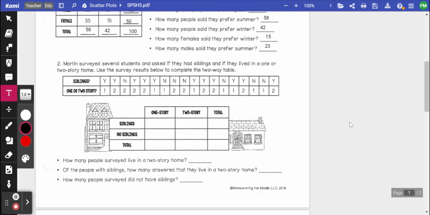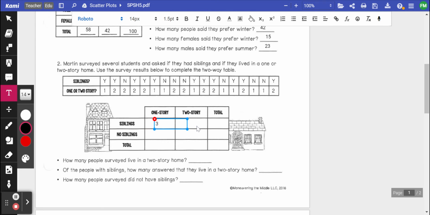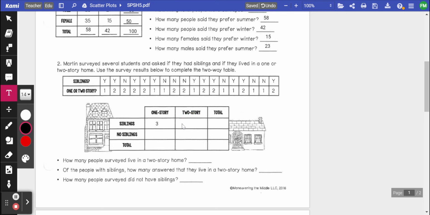Number two here is going through and putting all of this information in, based upon a big, kind of crazy looking table. So if we look at this, siblings, yes or no. If we count up yes, siblings, and one story, we're going to see 1, 2, 3. There we go. And we'll see if I do all this correctly.